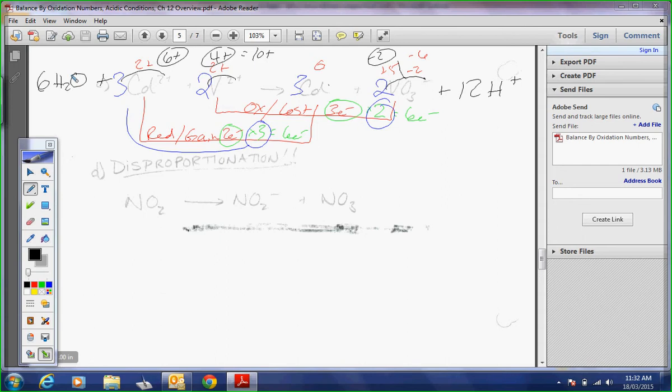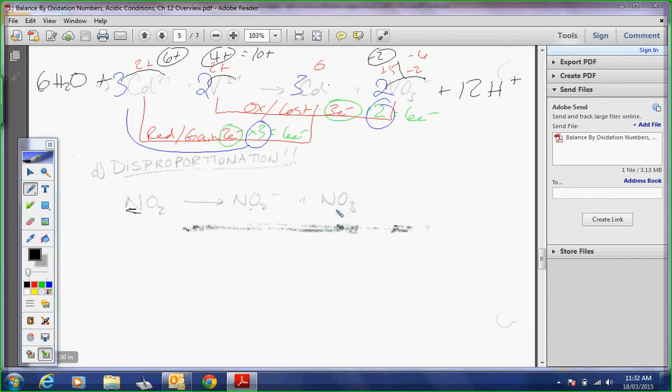I also wanted to talk to you about disproportionation. I forget actually if I was supposed to balance this under acidic conditions or not. But anyway, I think so. Ultimately, what I really wanted you to understand about this example is the term disproportionation. Disproportionation means one species is both oxidized and reduced. Because remember, I have a whole flask of NO2s. I don't just have one. So some of those will become NO2 minuses, and some of them will become NO3s.